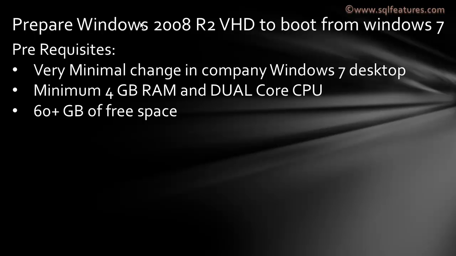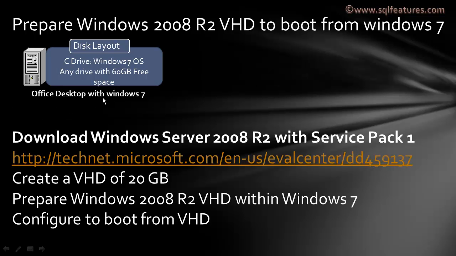You would need to have at least 4 GB of RAM because you'll be running 3 VMs at the same time, and a dual core CPU would be the minimum. If you have 4 core or 8, that would be the best. And you'll be needing around 60 plus GB of free space. So let's see what we will do in this video.